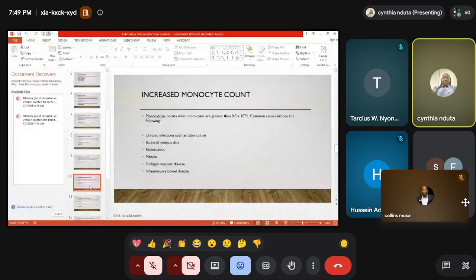Okay, so again, for the monocytes, you have monocytosis when you have greater than 0.8 times 10 to the power 9 per liter, when you have that number of cells. And some of the causes of high monocyte levels include TB infections, bacterial endocarditis, rickettsia infections, malaria, and collagen vascular disease. Okay, and even inflammatory bowel disease. All these are probable causes of monocytosis.